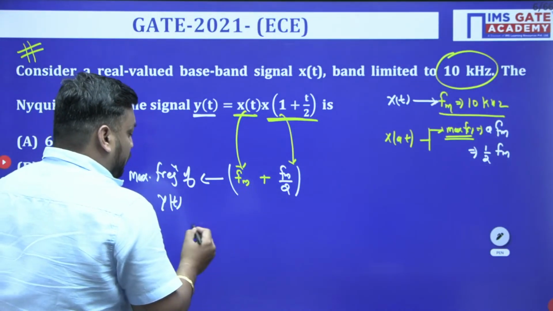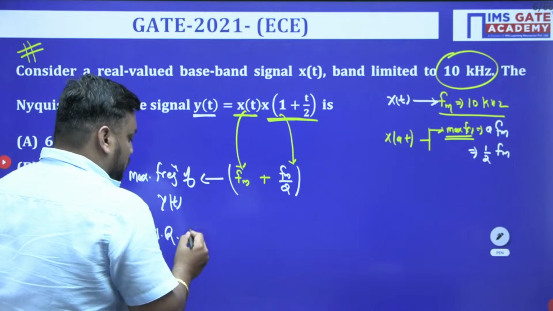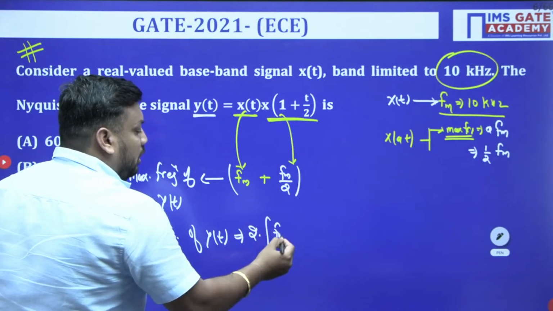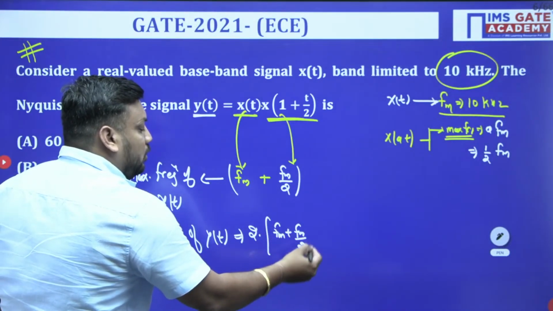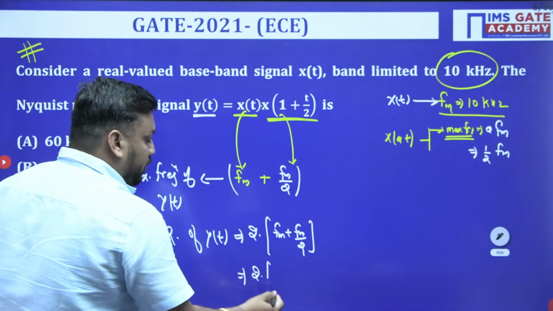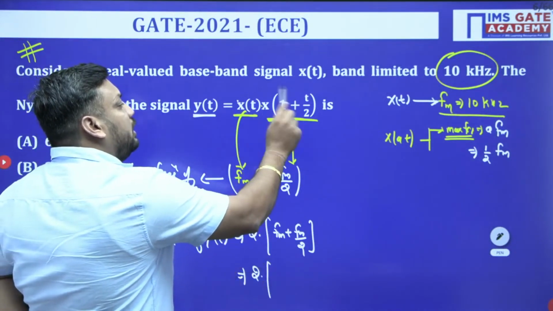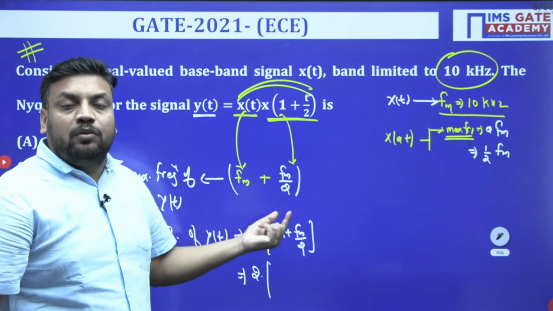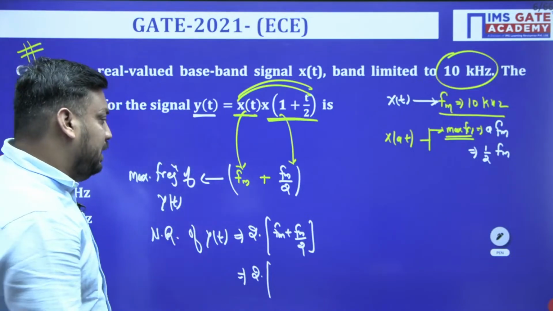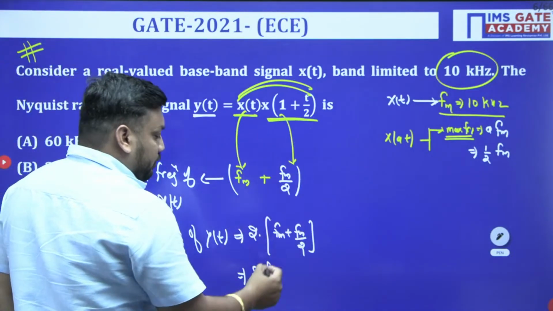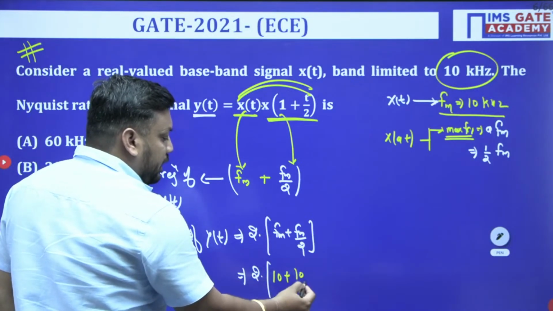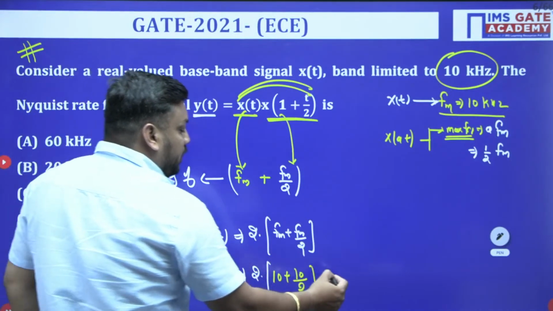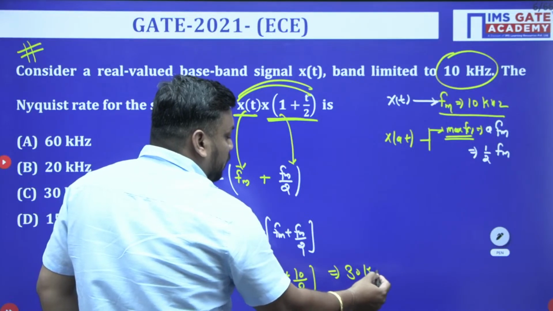And what we are looking for? We are looking for the Nyquist rate. So Nyquist rate of y(t) is nothing but twice into FM plus FM by 2. Why we have added? Because multiplication in time is nothing but convolution in frequency, and in the convolution we are always adding the maximum limit and minimum limit. So what is the FM value? FM value is still 10 kilohertz. So 10 plus 10 by 2, it means 5. So 10 plus 5 is 15, 15 twice is 30. So it will be actually 30 kilohertz.